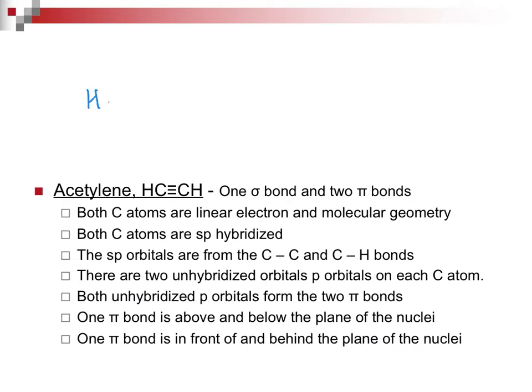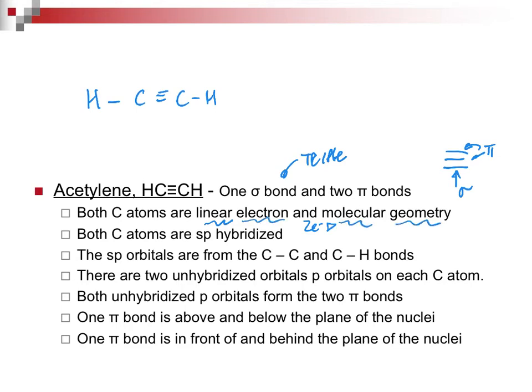Well, what we have is acetylene, and I have some statements to make about that. If I talk about the triple bond, we have 1 sigma and 2 pi. So if you can imagine that's a triple bond, there is the sigma, there is a pi, and there is a pi. Both carbon atoms are linear. There are just 2 electron domains, and that would be their both electron and molecular geometry. Both carbon atoms are sp hybridized.